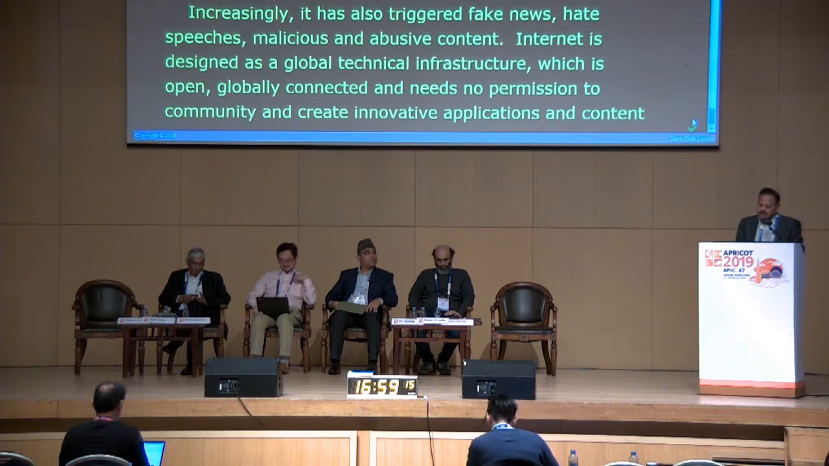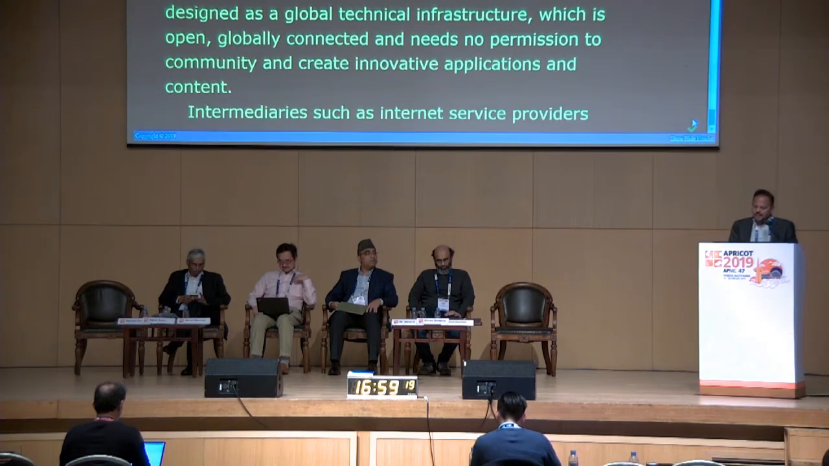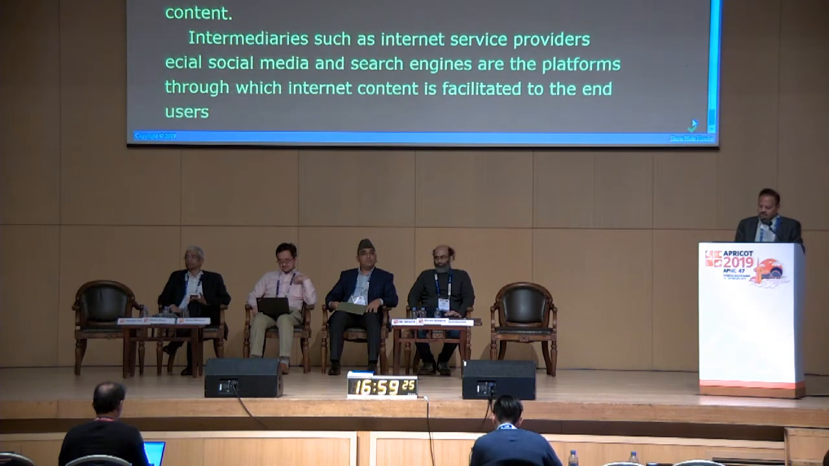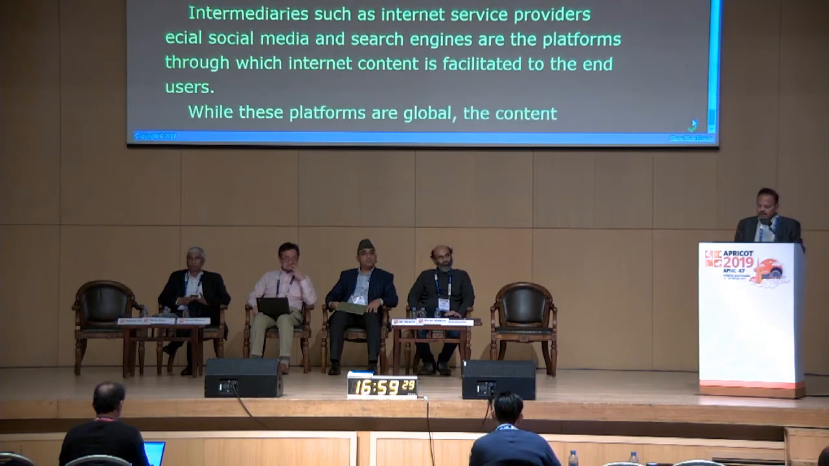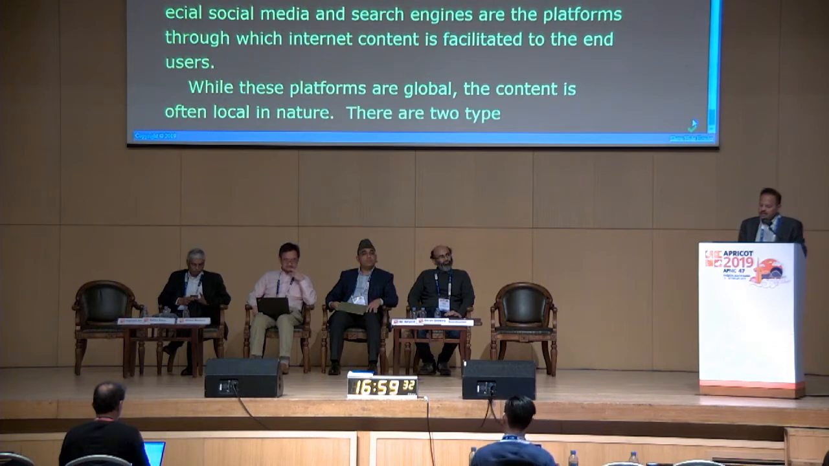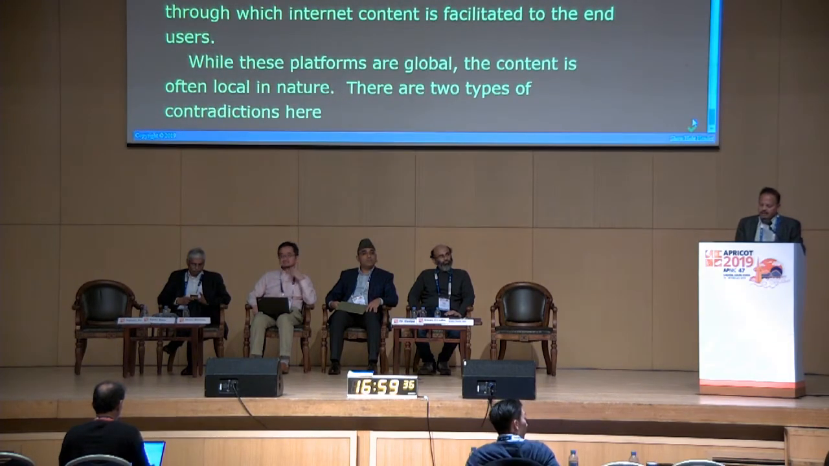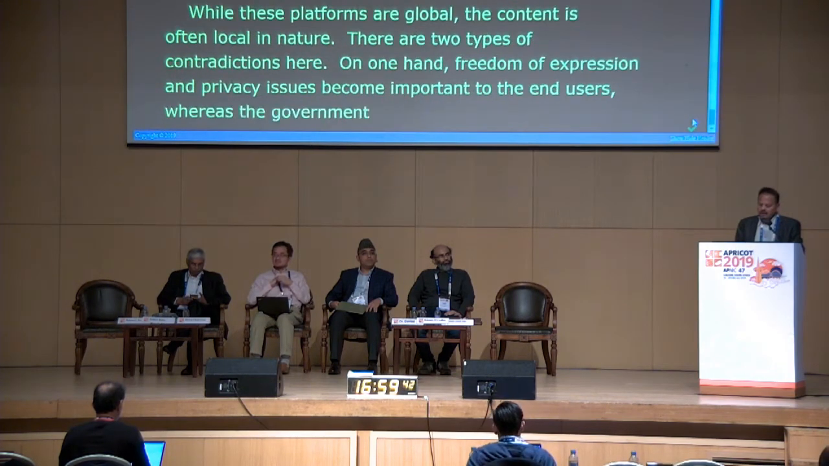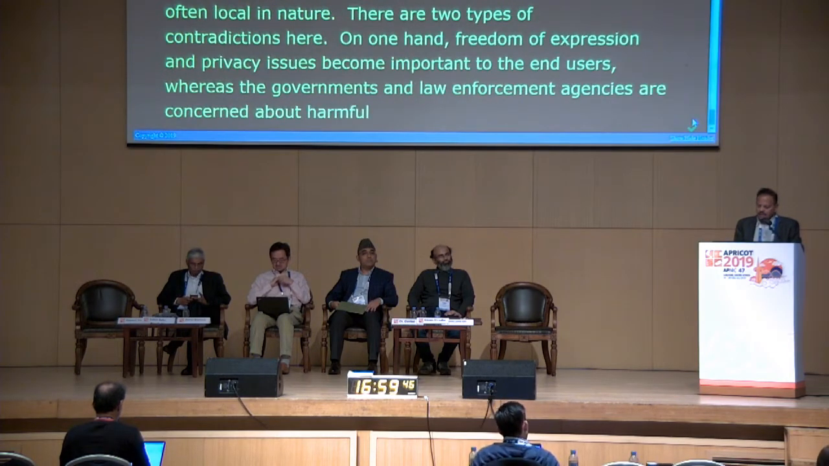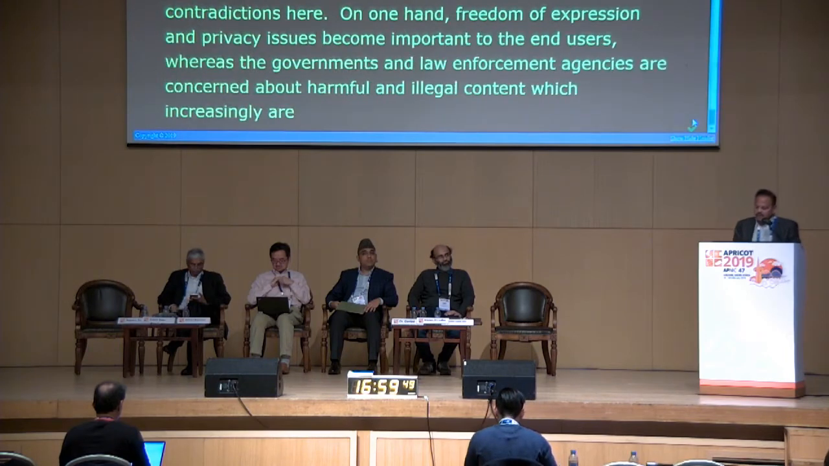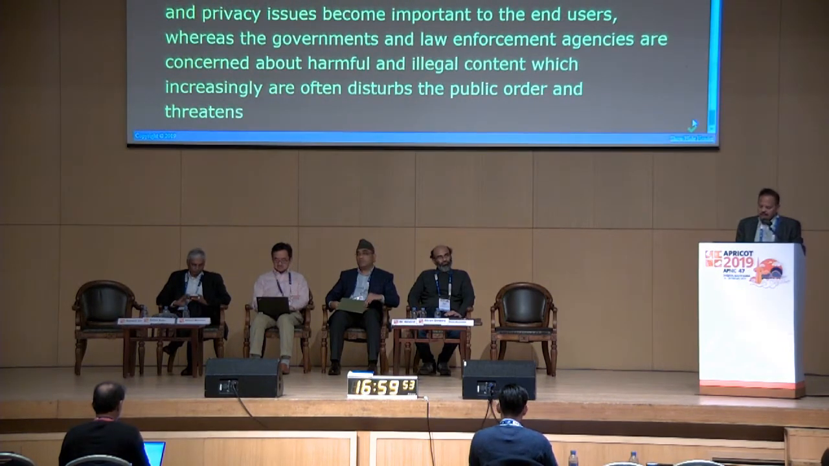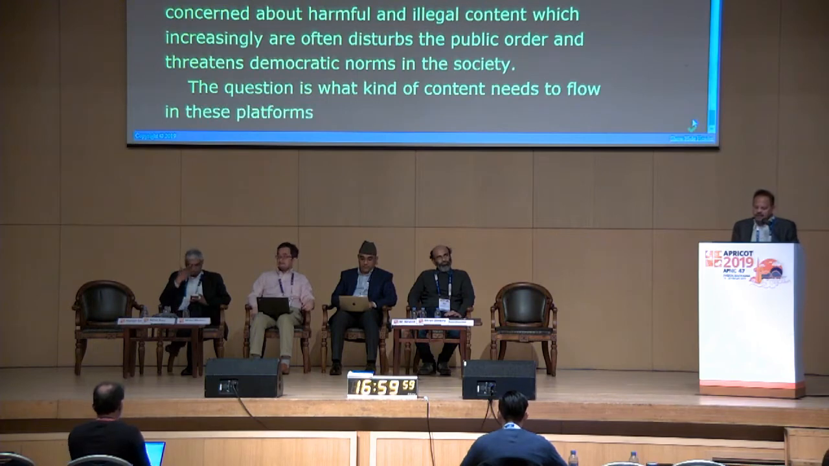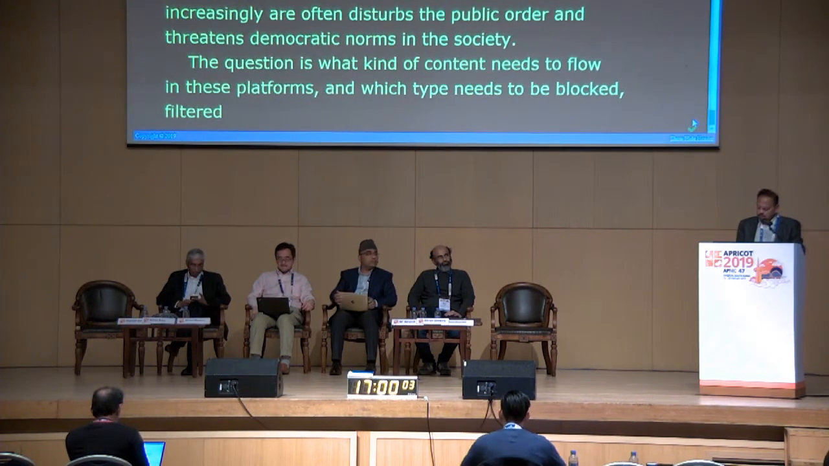Intermediaries such as internet service providers, social media, and search engines are the platforms through which internet content is facilitated to the end users. While these platforms are global, the content is often local in nature. There are two types of contradictions here. On one hand, freedom of expression and privacy issues become important to the end users, whereas the governments and law enforcement agencies are concerned about harmful and illegal content, which increasingly disturbs the public order and threatens democratic norms in society. The question is, what kind of content needs to flow in these platforms, which type needs to be blocked, filtered, and what norms and policies are to be followed.